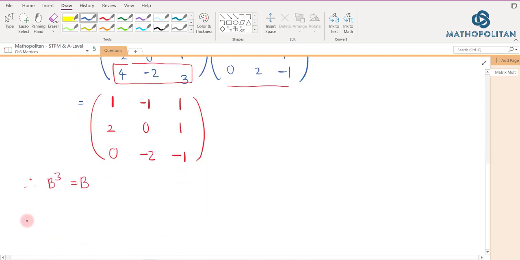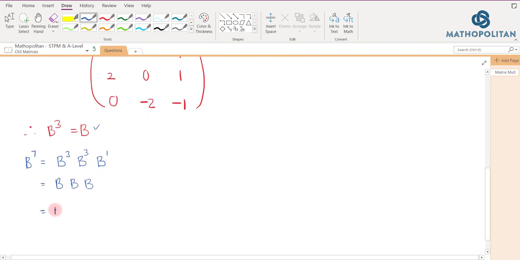b to the power of 7 can be decomposed into b to the power of 3 times b to the power of 3 times b to the power of 1. So 3 plus 3 plus 1 is 7. If b to the power of 3 is equal to b, we can change b to the power of 3 to b, b, and b. So b times b times b is b to the power of 3, and b to the power of 3 is equal to b. Hence, we have shown that b to the power of 7 is equal to b. So that concludes the first part.